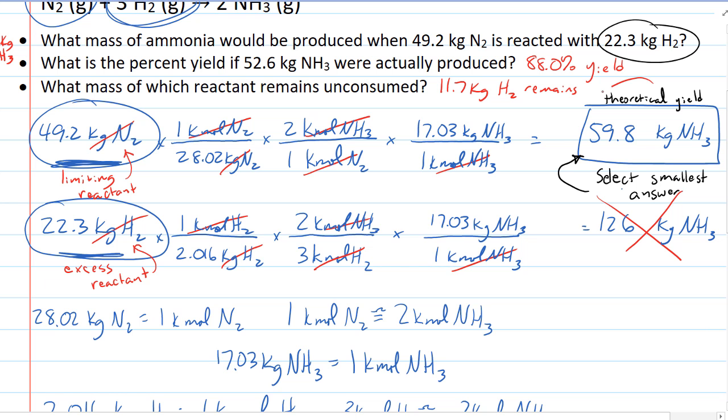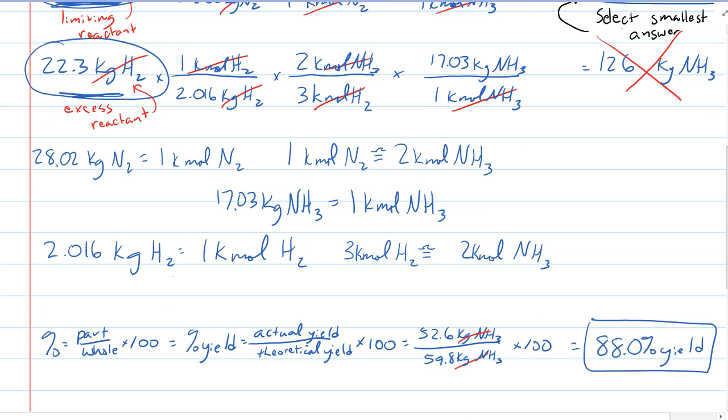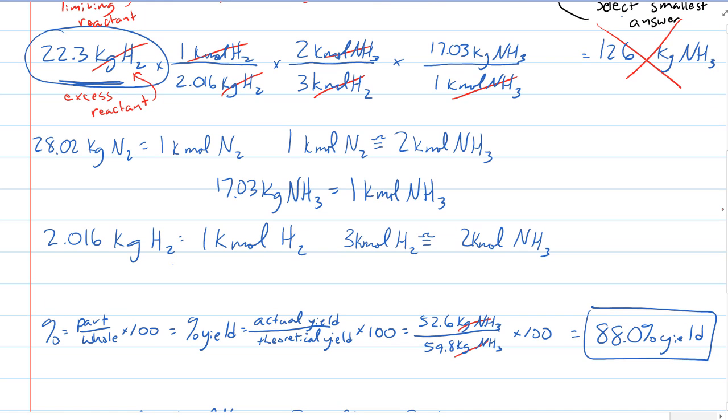Well, remember now that this here is the theoretical yield. Percentages are always the part over the whole times 100, which is the same as actual over theoretical times 100. So you take the part, which was the 52.6, over the whole, which is the theoretical, the 59.8, you wind up with an 88.0% yield.